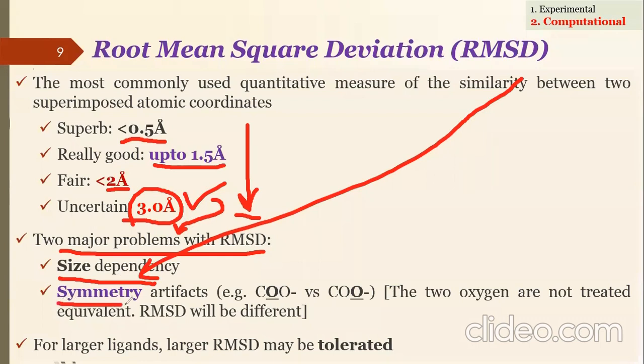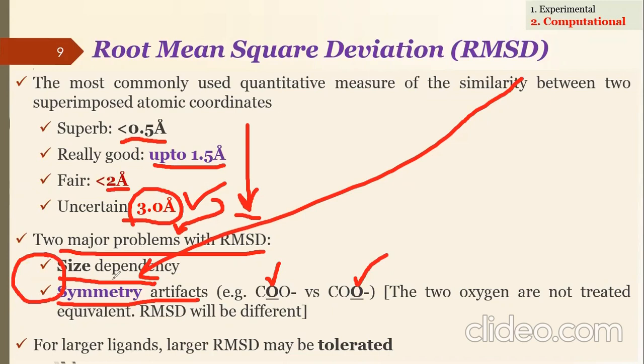And the second one is symmetry artifacts. Symmetry artifacts is like if the oxygen is here at this location, or here at this location in the carbonyl carbon, carboxyl group. This oxygen will give rise to a different result, and this oxygen will give rise to a different result, even though they are the same oxygen atoms. So these are the two problems with RMSD.